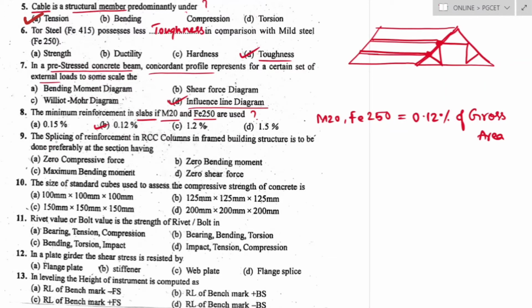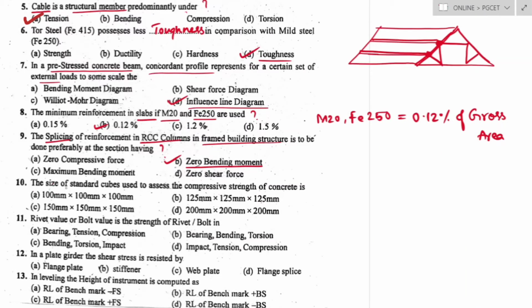0.12%. Question number 9. The splicing of reinforcement in RCC columns in a framed building structure is to be done preferably at a section having. So splicing is the method used to join the reinforcement bars so that force is transferred effectively from one bar to the other, and this force is first transferred to concrete through bond from one bar and transferred to the other, forming a splice. If the bending moment is 0, then the splicing of the reinforcement bar is preferable. Option B is the right answer, that is 0 bending moment.